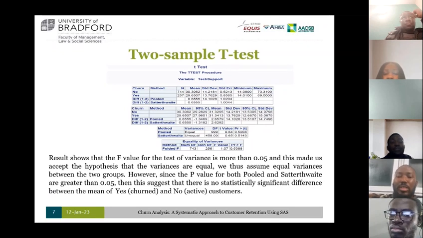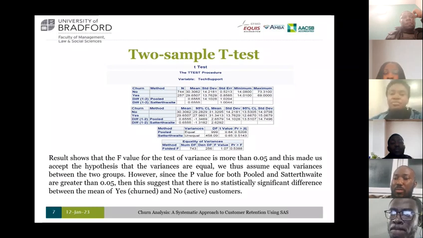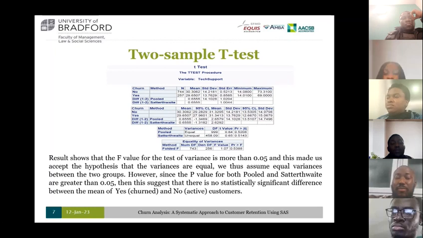For our two sample t-tests, the F value for the test of variance is more than 0.05, and this will make us accept the hypothesis that the variances are equal. We thus assume equal variances between the two groups. However, since the p-value for both pooled and Satterthwaite are greater than 0.05, this suggests that there is no statistically significant difference between the mean of the yes group, which is those that churned, and the no group, which is those that stayed put. Thank you.